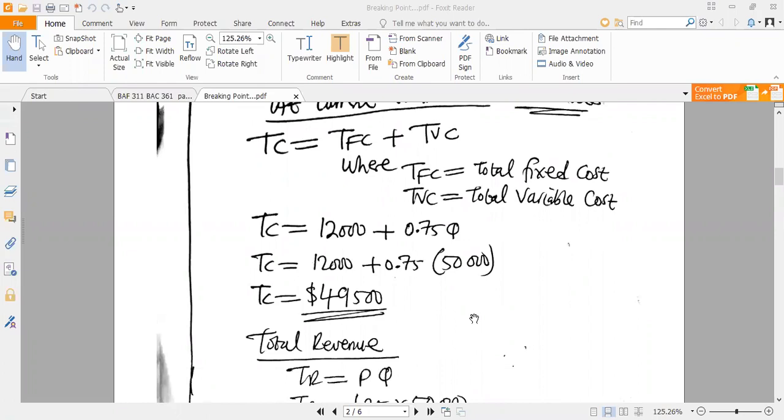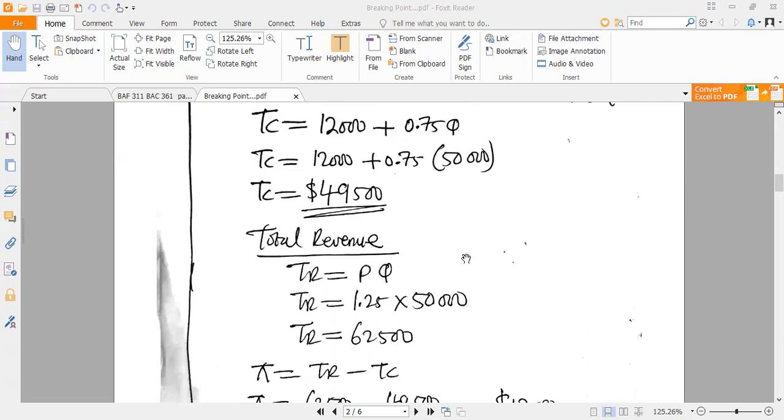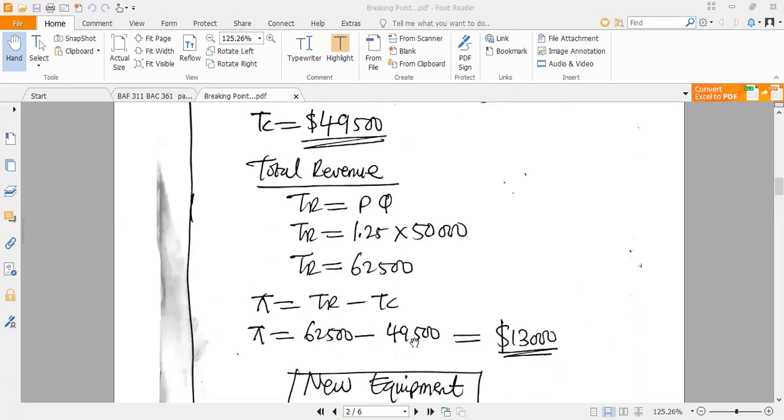Then for our total revenue, we got it by simply multiplying the selling price by the quantity, the volume. Our selling price is 1.25, multiplied by the volume of 50,000, giving a total revenue of 62,500. Is that okay? Yes, it's fine. Okay, thanks very much. Then for our profit, you subtract 49,500 from 62,500, and we get 13,000 as the profit at that level.